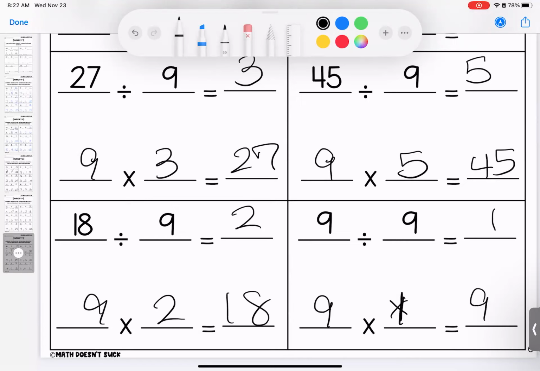Go ahead and bring any questions with you to class, but remember, keep practicing those multiplication facts because multiplication and division are the best of friends.